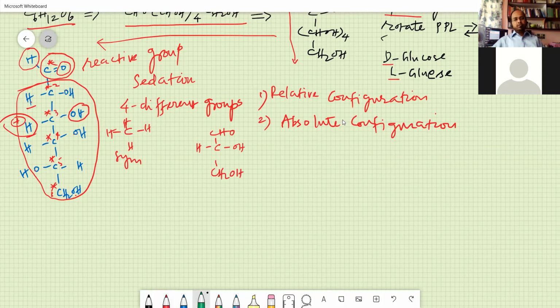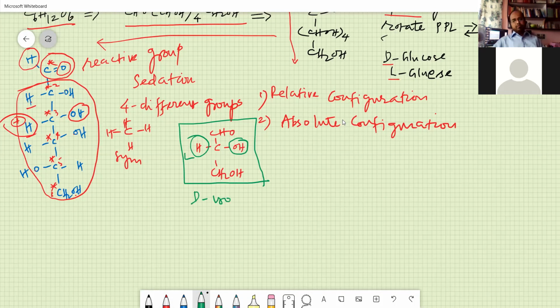This is an example in which you will see that CH2OH is at the bottom, OH is at the right side, H is on the left side. So you call it the D isomer. The same thing you take here. You can see CH2OH is at the bottom, H is on the right, OH is on the left. Therefore, in relation to this, this becomes an L isomer. However, if I change this to OH and place H here, it becomes a D isomer.